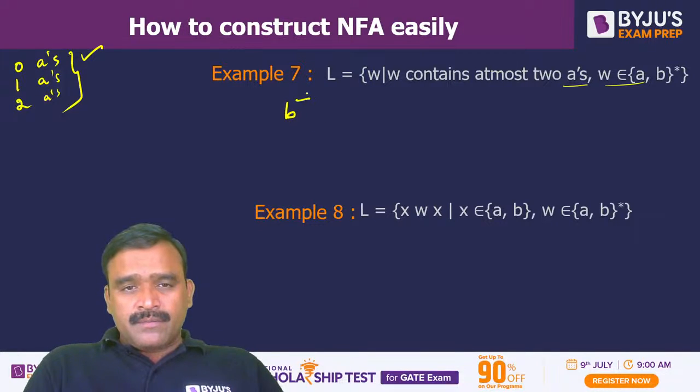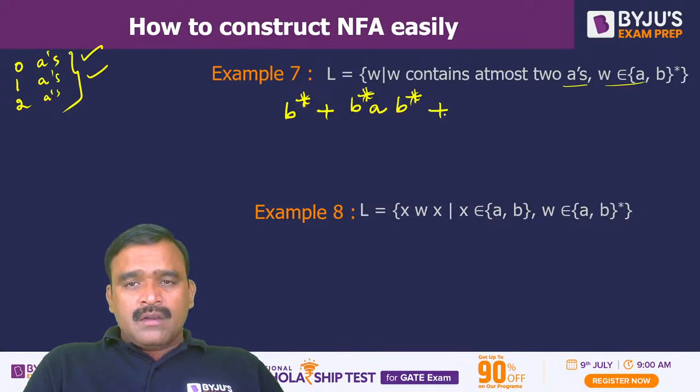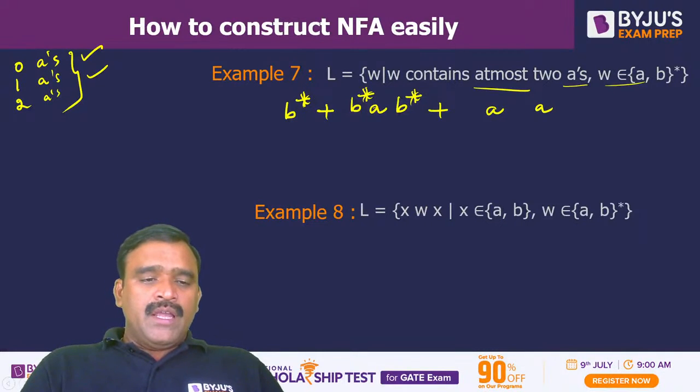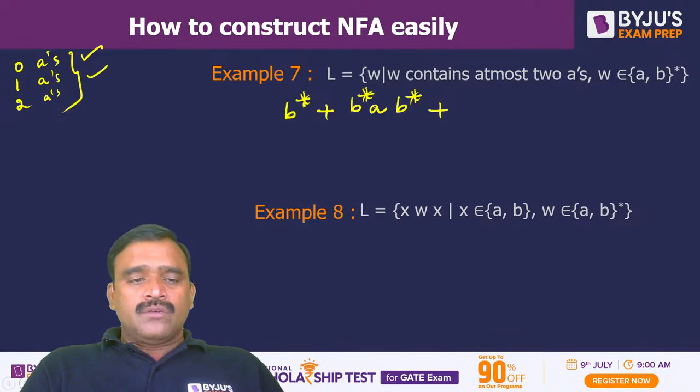That means B star. Or if there is only 1 A, for example, so this 1 A can be preceded by any number of B's or succeeded by any number of B's. Or 2 A's. So for example, if I fix 2 A's, every A can be preceded and succeeded by any number of B's. Okay, so it is like this.